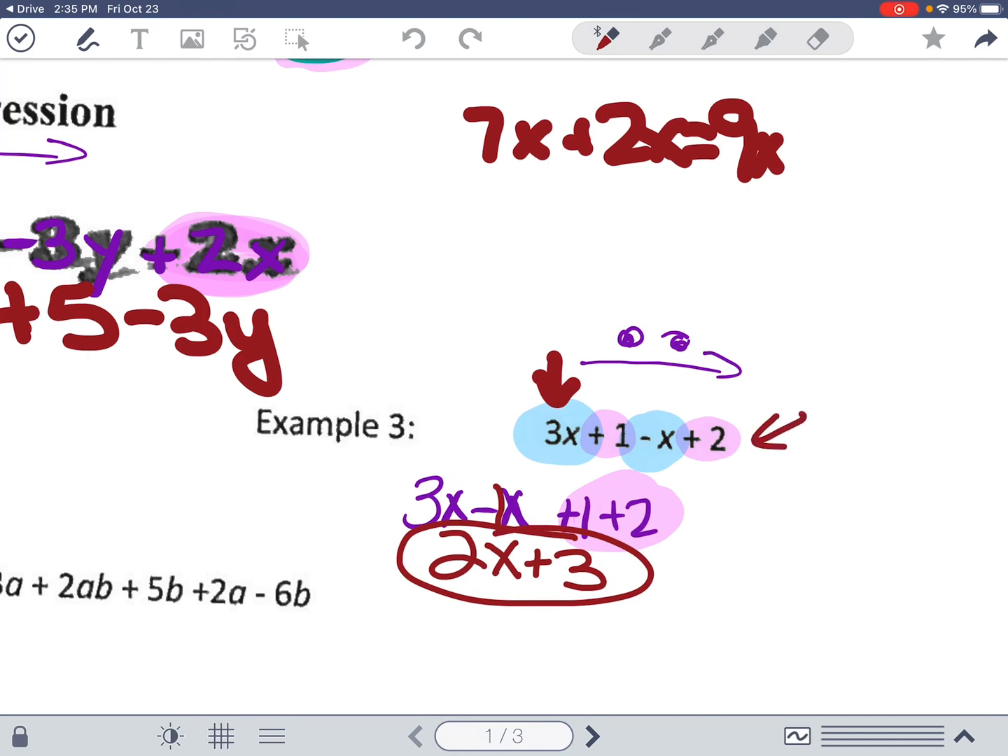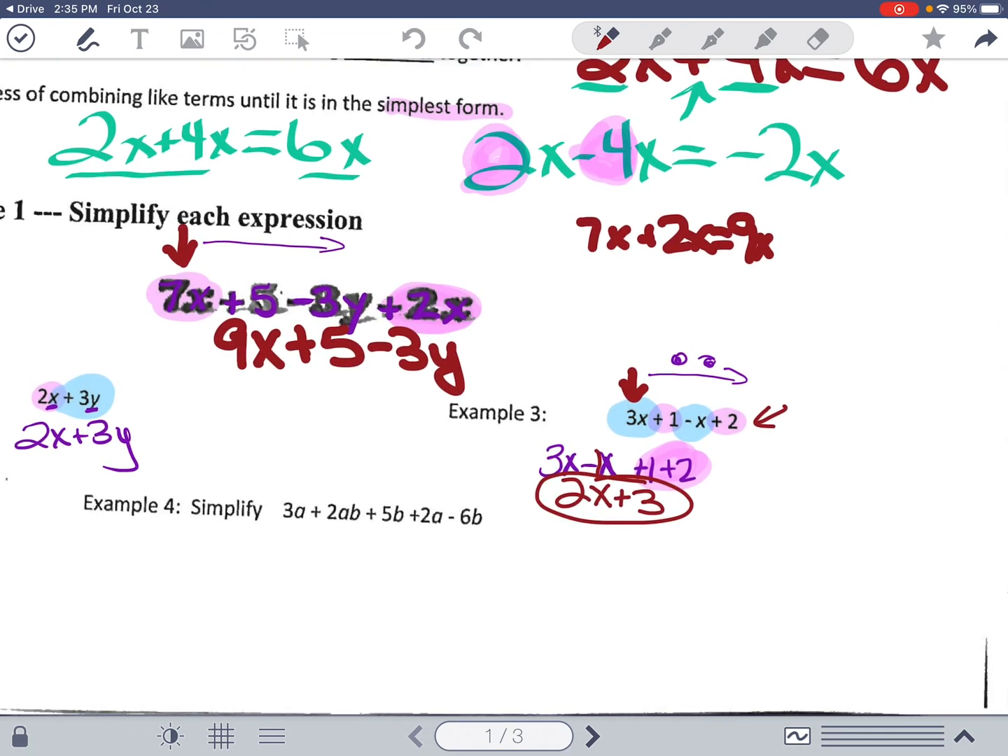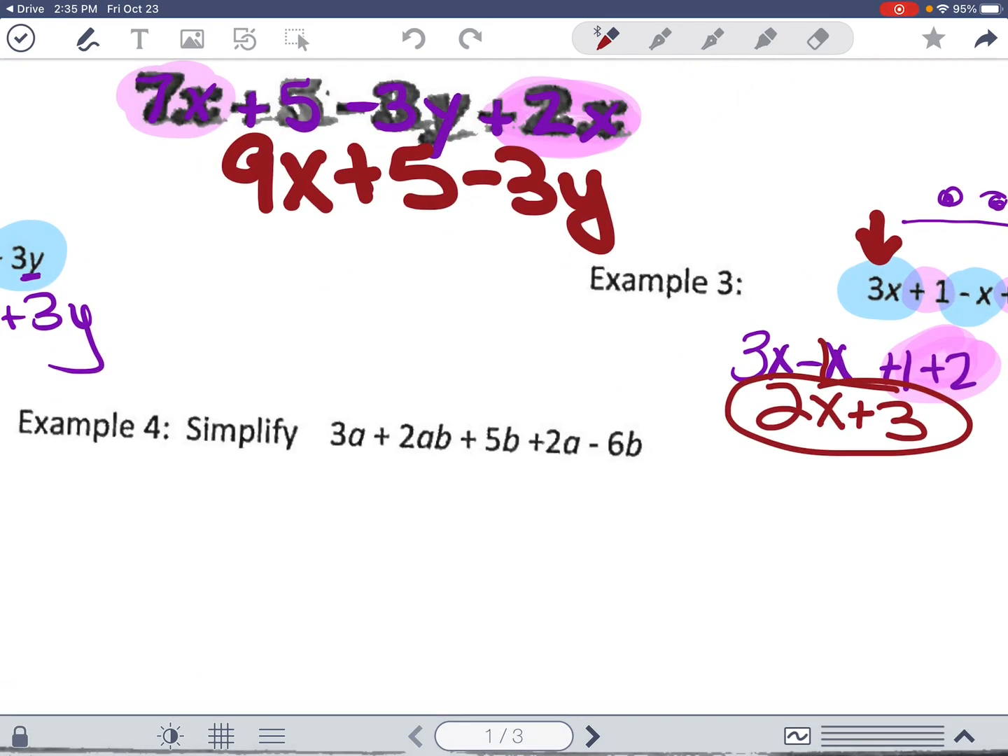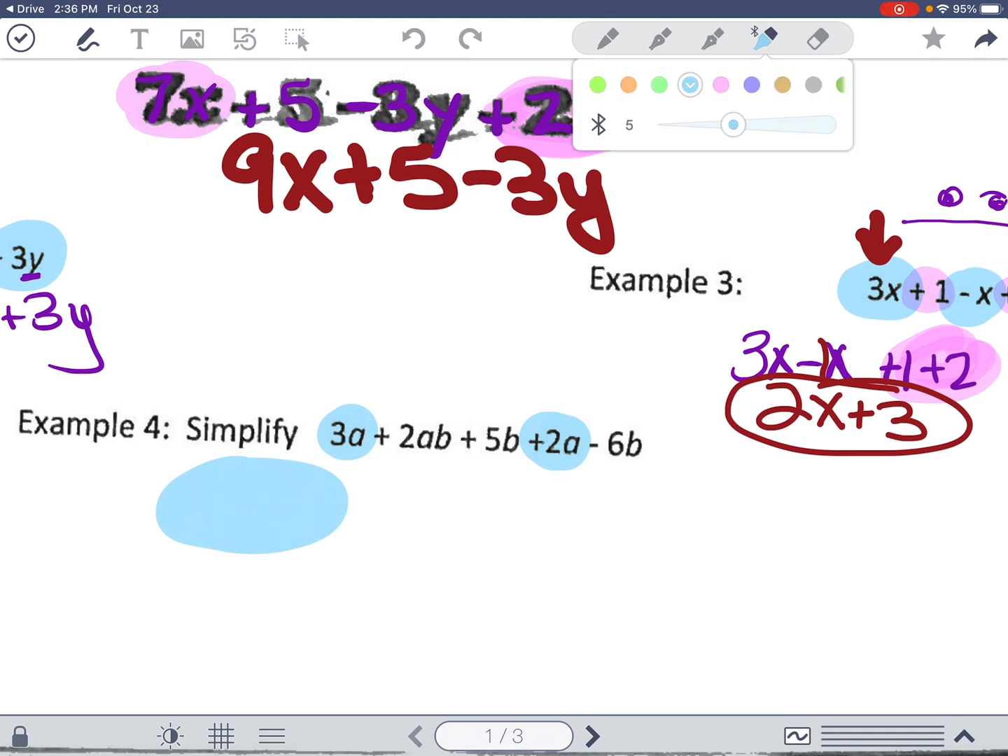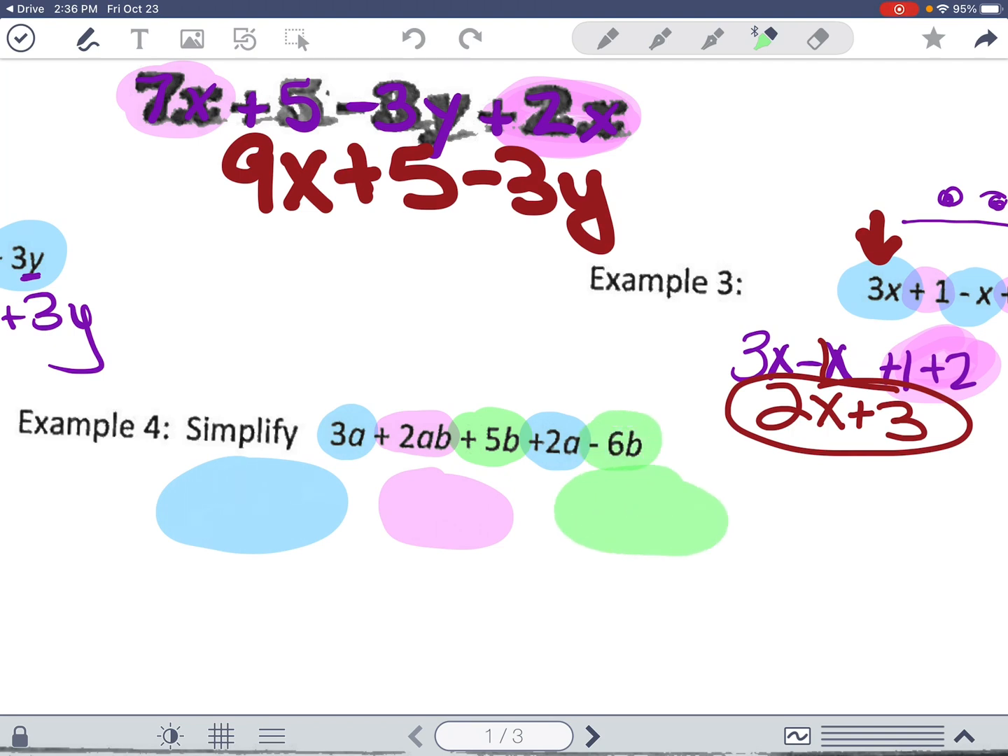All right, next example, example 4. Start on the left-hand side, looking at my 3a. I'm looking for anything else that has just an a. Going across, I find plus 2a. I'll pick another color here. And then I look at my next term, plus 2ab. I have no other ab terms. Pick another color here. Then I've got plus 5b, take away 6b. So those can be put together.